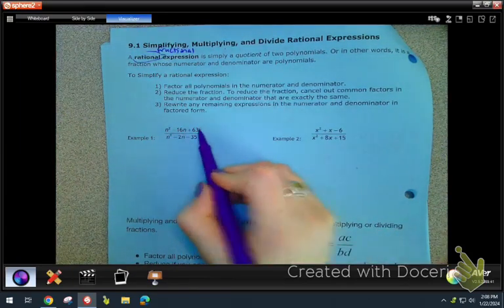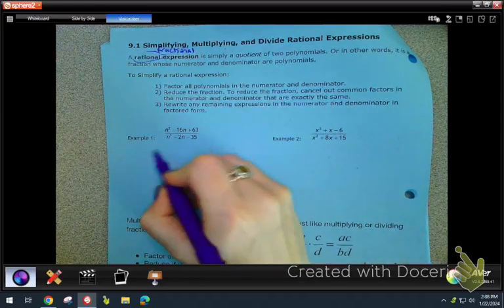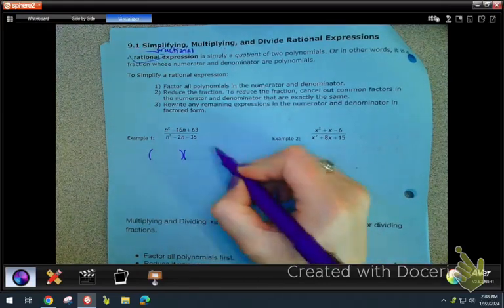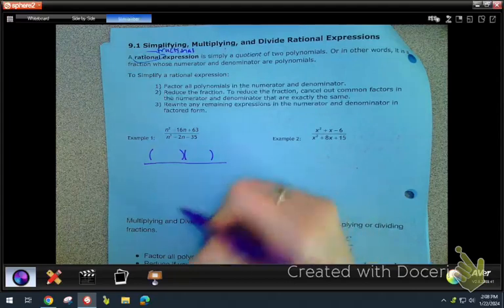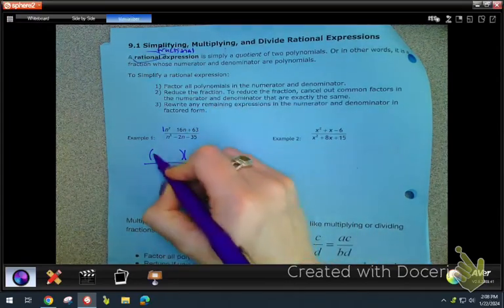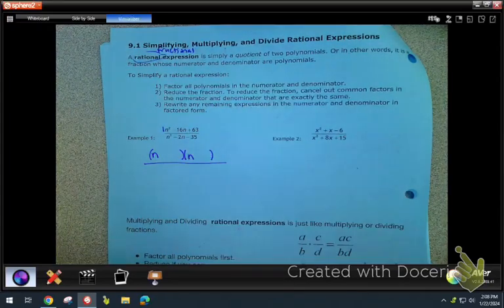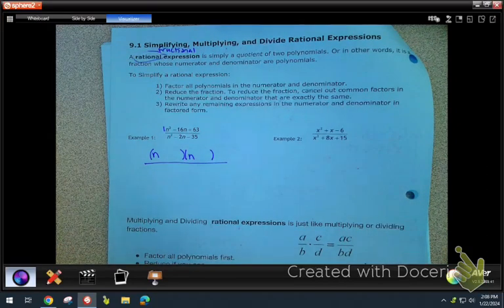Okay, n squared minus 16n plus 63. How does that factor? It's easy factoring. Why? The a value is 1, so I know this has got to be n times n right there. What are two numbers that multiply to be positive 63 and add to be negative 16? Don't scream, just quietly think to yourself.